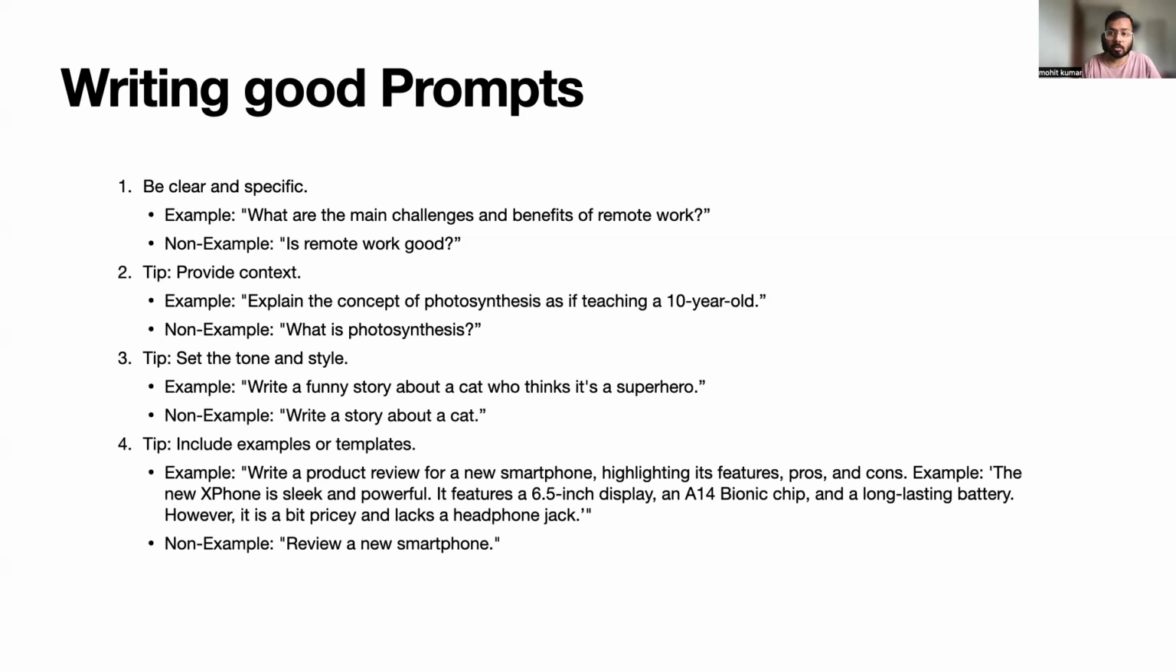And another very important thing is you should include examples or templates whenever the task is complicated. So, for example, instead of saying something like review a new smartphone, if you want the review in a certain format, you should let the LLM know about this in the prompt. Either you can explain it, like add these sections, like highlight the features, pros and cons, or you can also give it an example. For example, here you can see in the prompt, the new X phone is sleek and powerful. It features this inch display. These are the features, and it talks about the pros and cons. So these things are very important for writing good prompts.